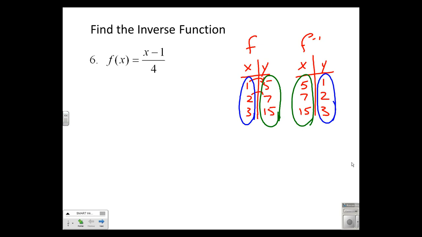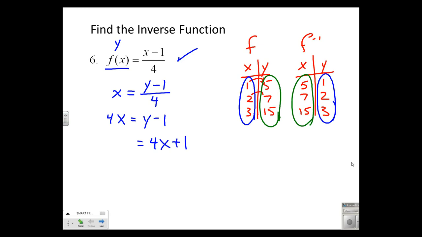So it should come as no surprise that our process for finding inverse functions of equations like this would be to turn our y into an x and our x into a y. In other words, this y value, f of x is a y, of course, becomes x equals y minus 1 over 4. That gets us started finding our inverse function. So I solve this for y. 4 times x is y minus 1. Add 1 and I get y equals 4x plus 1.